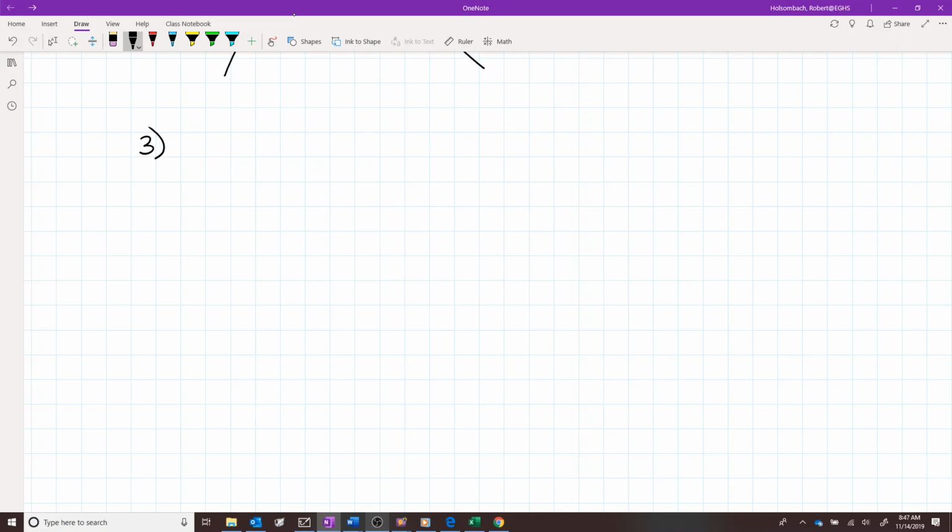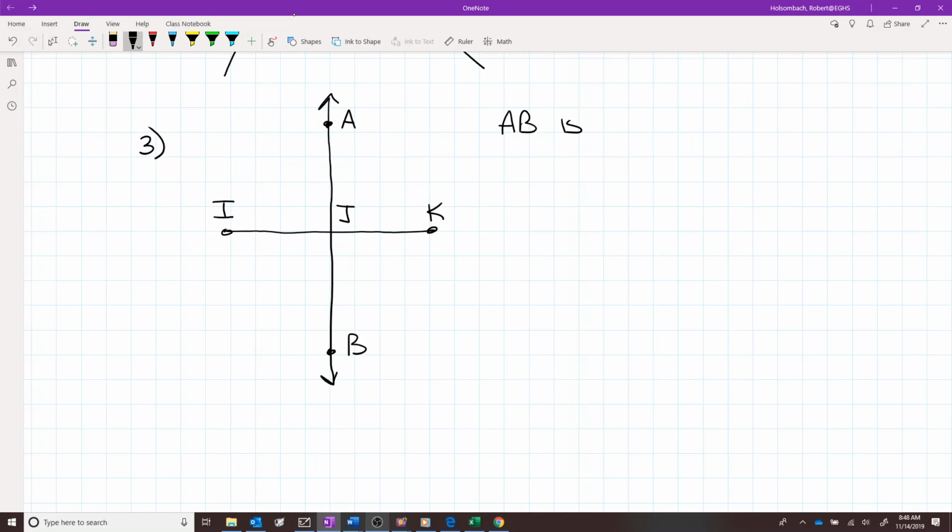Alright, number 3, you've got a vertical line and a horizontal segment. The segment ends are point I and K. The point of intersection is J. Point A is on the vertical line and point B is on the vertical line. Which statement can you conclude is true from the given information? You're told that AB is the perpendicular bisector of IK.